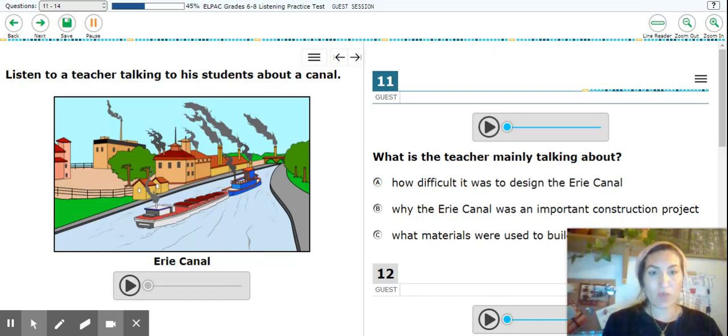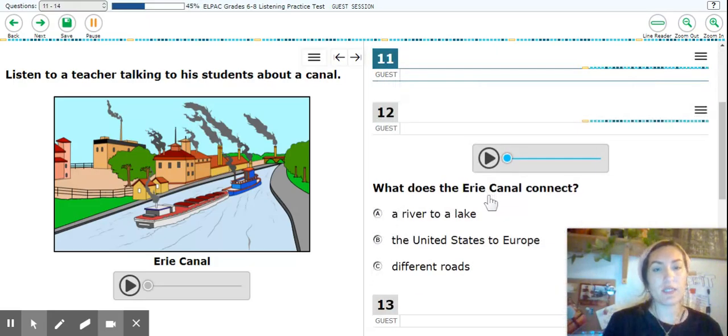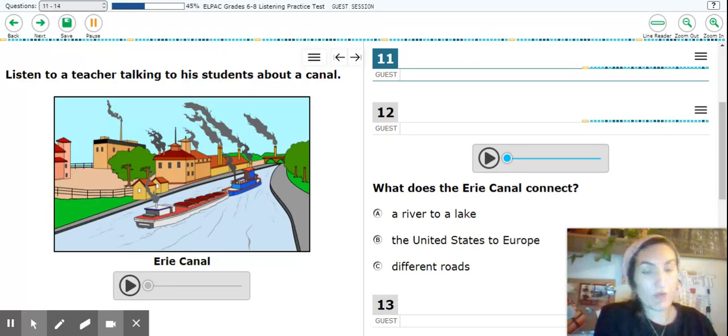The first question is, what is the teacher mainly talking about? Basically, what is the main idea? I'll probably answer that one last, because after I hear the whole thing, I'll have a better idea of the main idea. Number 12 says, what does the Erie Canal connect? So I'm just going to write "connect" to have notes for myself about what I'm listening for. And if I hear that, I can write little notes near it.